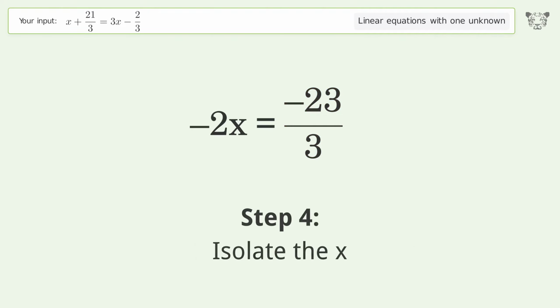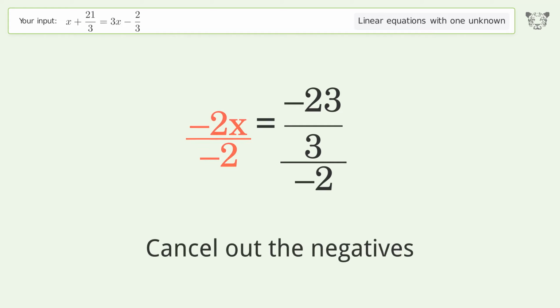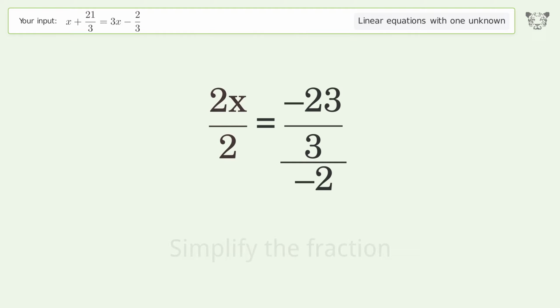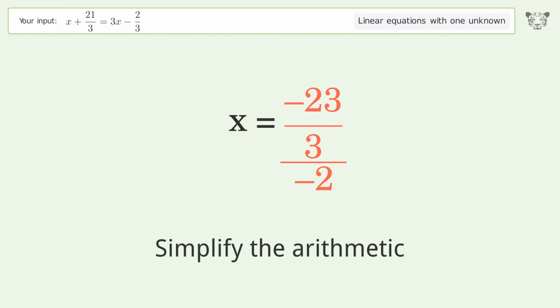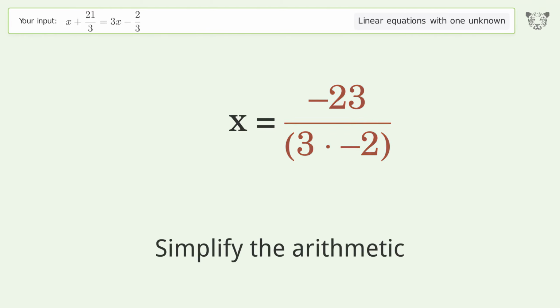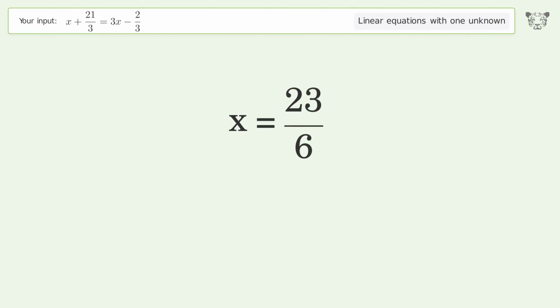Isolate the x. Divide both sides by -2. Cancel out the negatives. Simplify the fraction. Simplify the arithmetic. And so the final result is x equals 23/6.